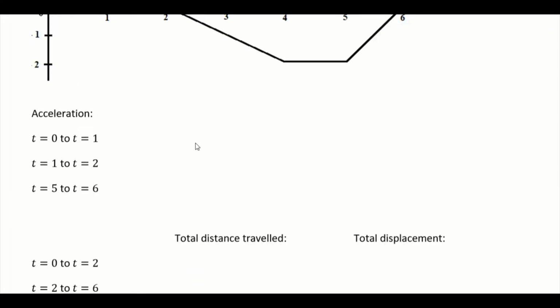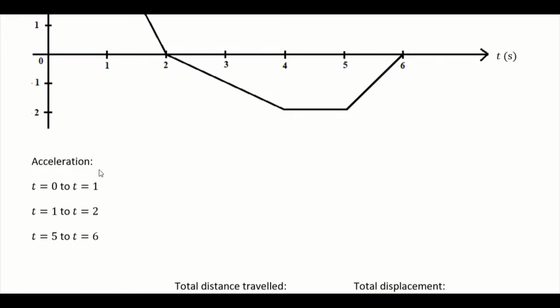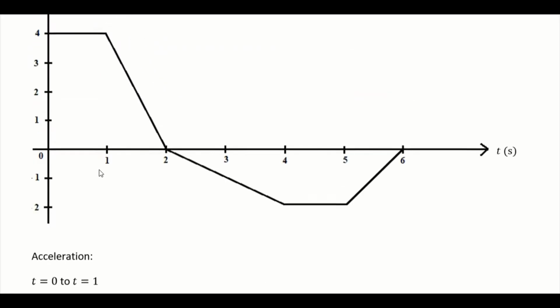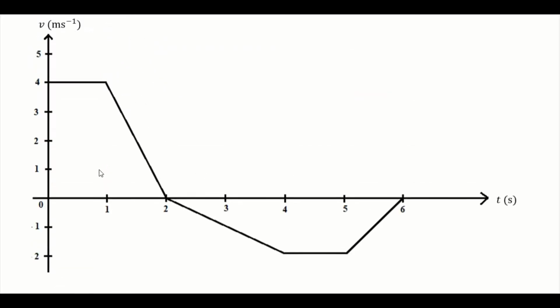Okay, so let's start with the acceleration. From the notes just now, we know that we can find acceleration by using the gradient for a VT graph. It's the same thing as finding the velocity in the ST graph.